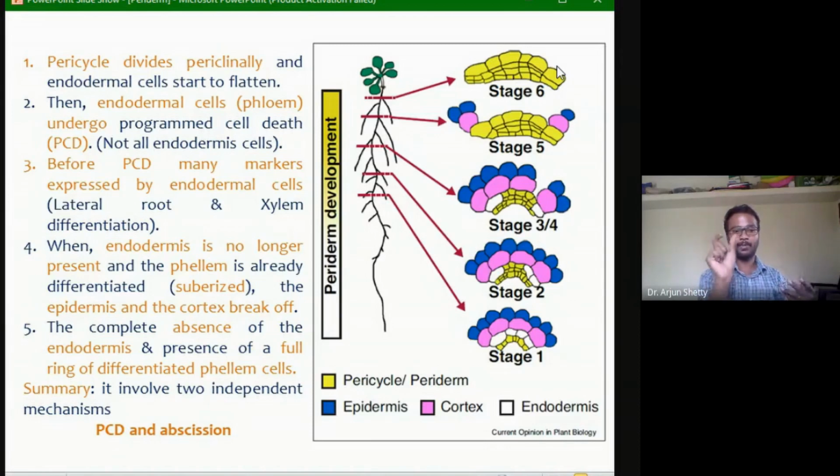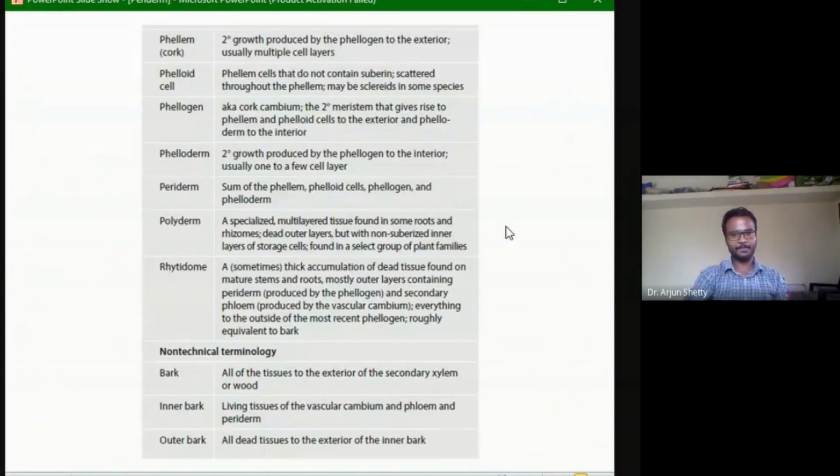Similarly, programmed cell death as well as abscission are the two important independent mechanisms which make the endodermis, cortex and epidermis break down, and only the phelloderm, or the periderm, is going to form. This is the complete developmental stages of the periderm.